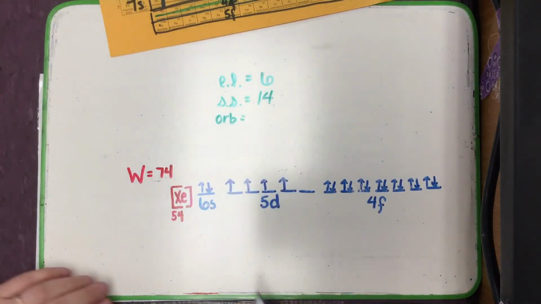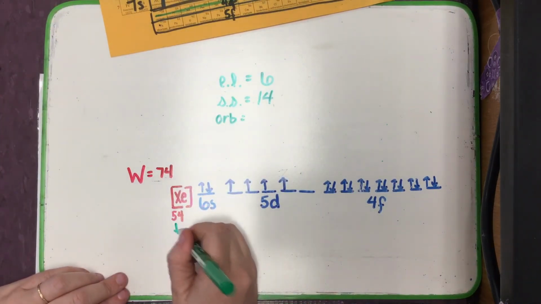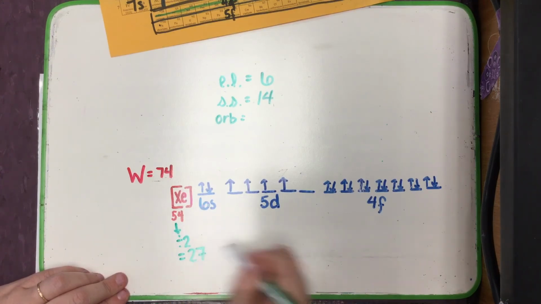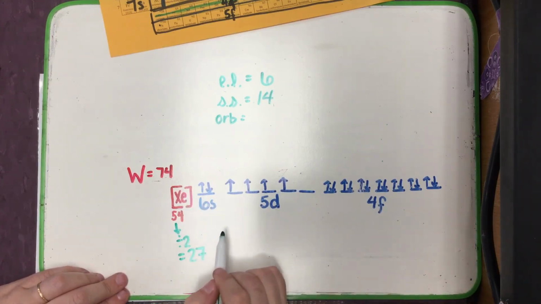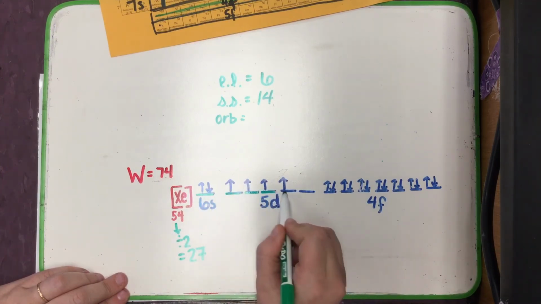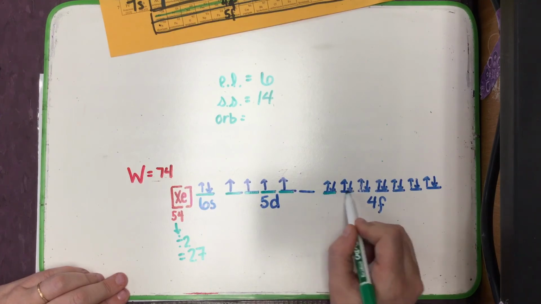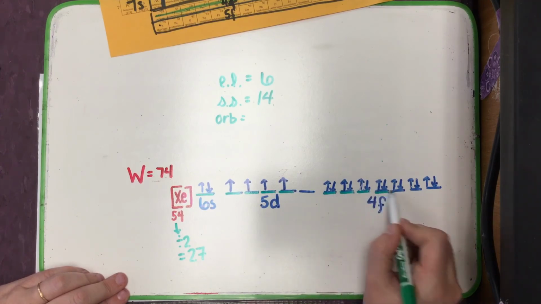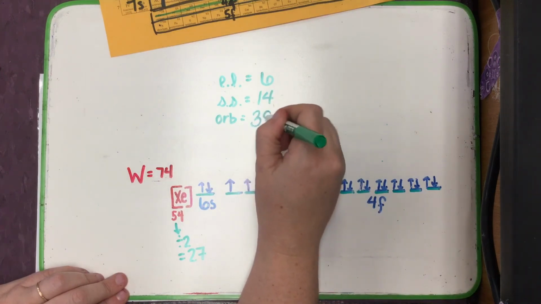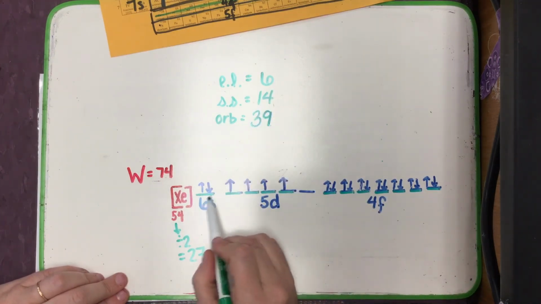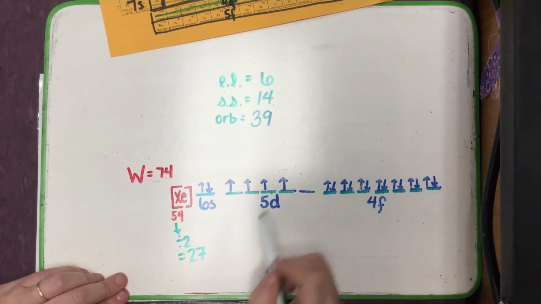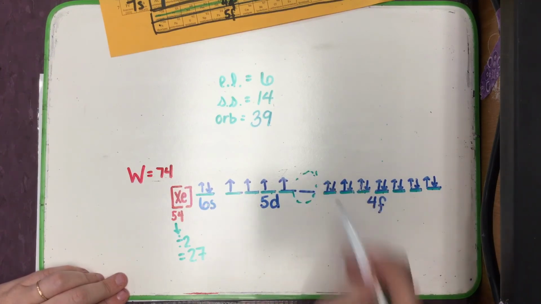And finally, orbitals. We take our noble gas and we divide it by 2, so that's a total of 27. And then we add in any lines that have at least 1 arrow. So that's 27, 28, 29, 30, 31, 32, 33, 34, 35, 36, 37, 38, 39. We don't count this one because it's not occupied.